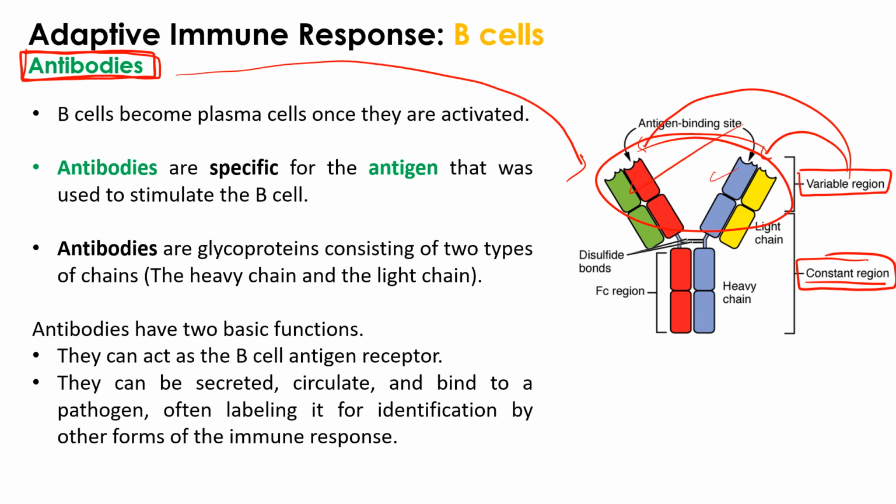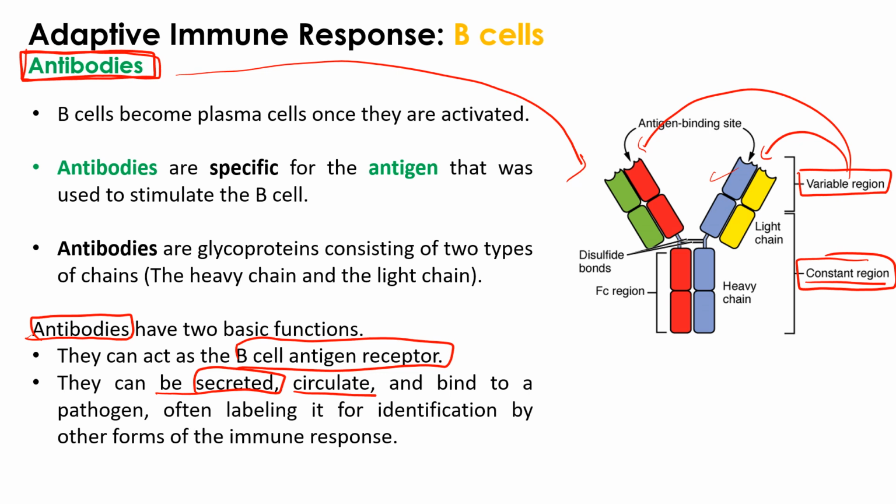Variable region of antibodies. Why are they important? What is the function of these antibodies? Basically, in general, two basic functions. One is that they act as B cell antigen receptors, okay? And two, which is the most important, I will say, is that they can be secreted into the blood, circulate, and bind to pathogens. So that is the good thing, or that is why they're important.